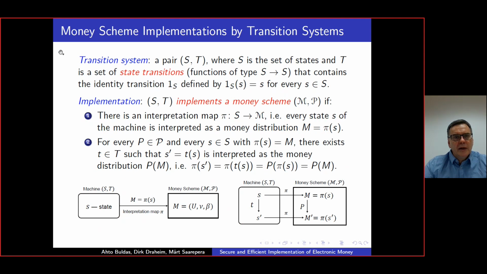Okay, so in this talk, we try to characterize money scheme implementations, and we are looking at implementation from a formal perspective, and we look at the implementations by transition systems, implementations of a money scheme by a transition system. A transition system is a pair S and T, where S is the set of states and T is a set of state transitions, which are functions that change the state. We assume that it always contains the identity transition that does nothing with the state.